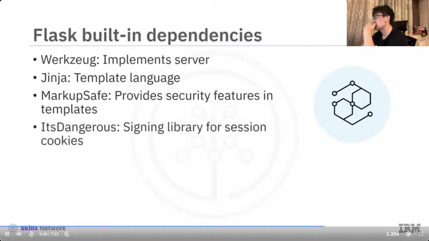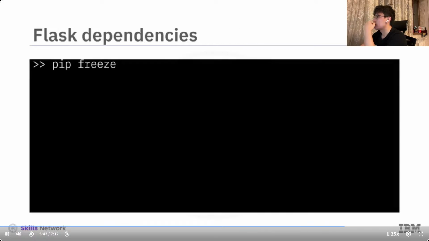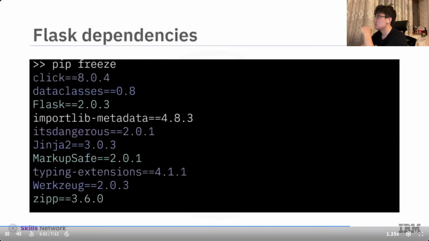ItsDangerous is used to sign data securely. This helps determine if data has been tampered with and is used to protect Flask's session cookie. And finally, Click is a framework for writing command line applications. It provides the flask command and allows adding custom management commands. To see the built-in dependencies, you can use the pip freeze command in the virtual environment, and you can see that all the built-in packages are installed by default.